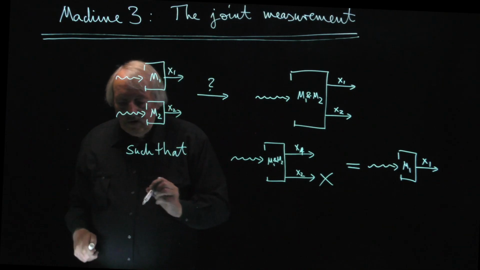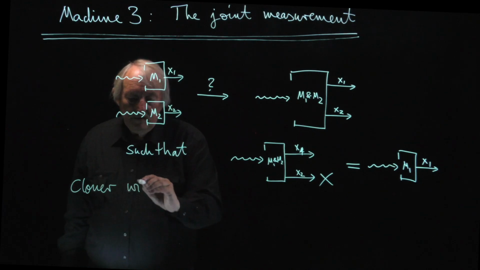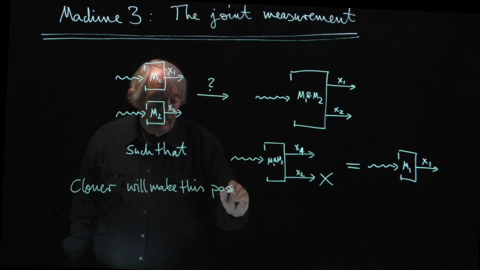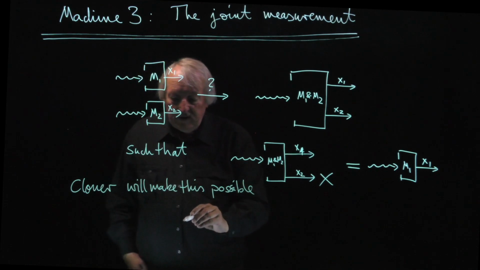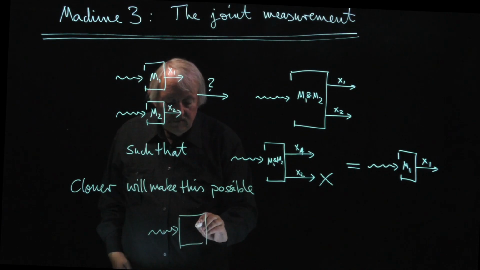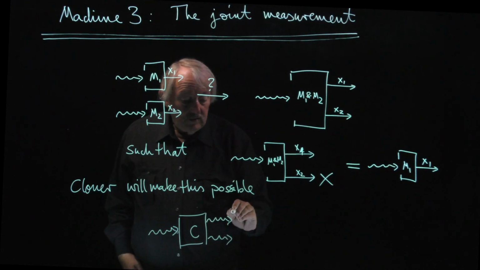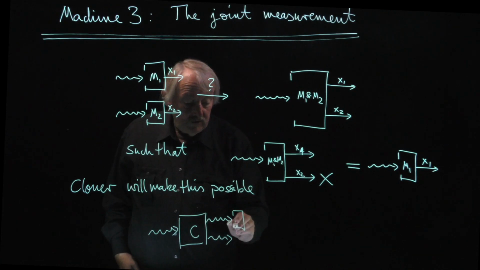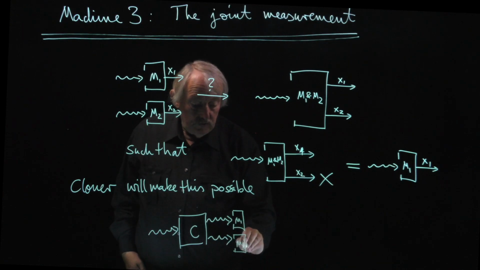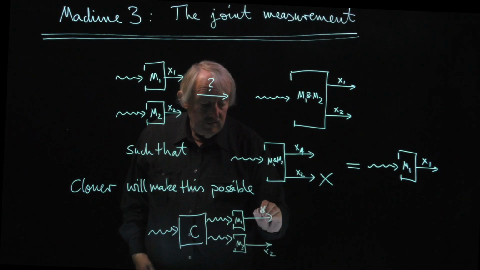So a cloner will make this possible. So I have a little bit of space left here. So let's bring in our cloner. I think I called it C. Right? And so very simple. I get two outputs. I make measurement M1 on this. I make measurement M2 on the other output. That will give me an X2-like result and an X1-like result.